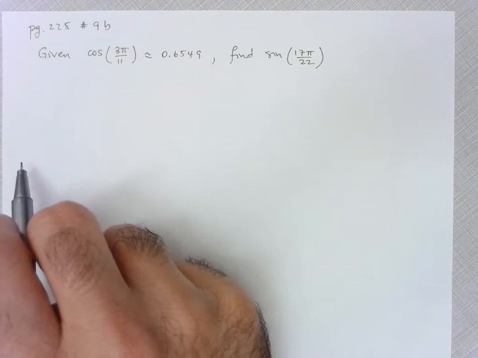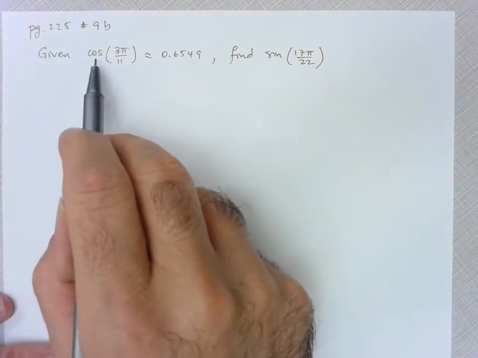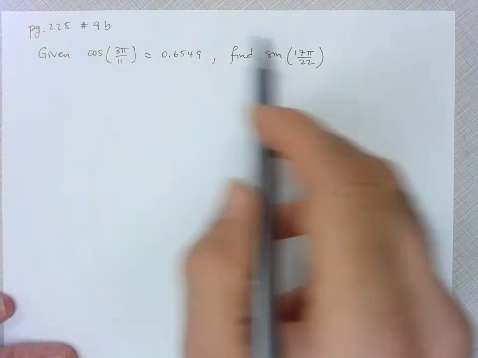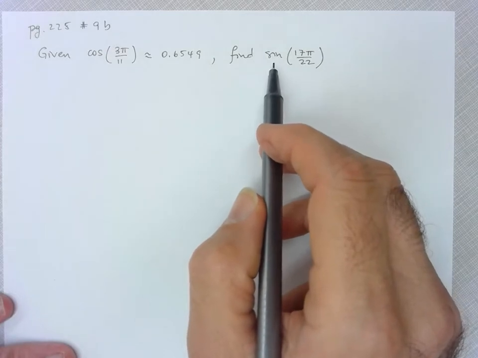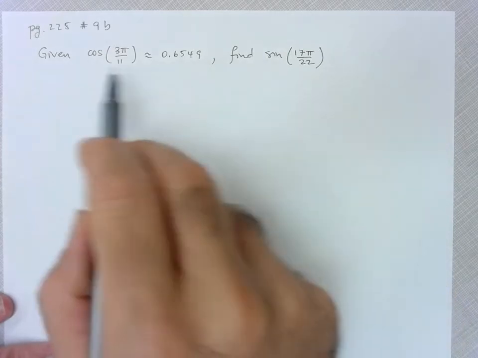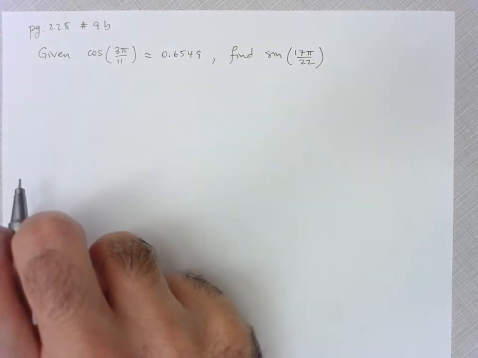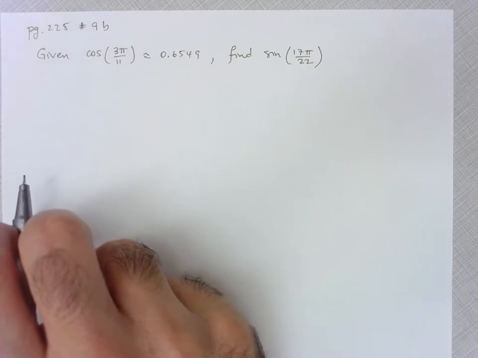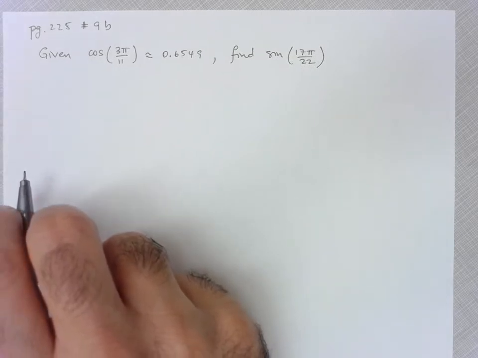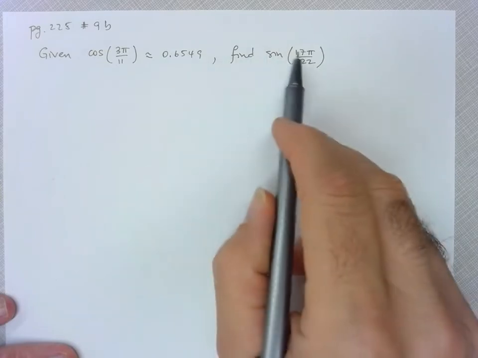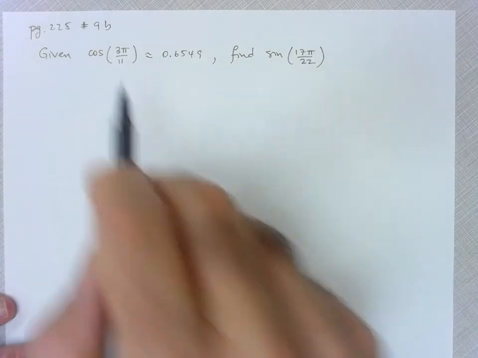So the first thing I notice is that they're giving me some information about a cosine value, and they're asking me to find some information about a sine value. So right off the bat, that tells me I should be working with some kind of cofunction identity, so either a pi over 2 or a 3 pi over 2. Let's try to determine if there's a nice relationship between these two angles.